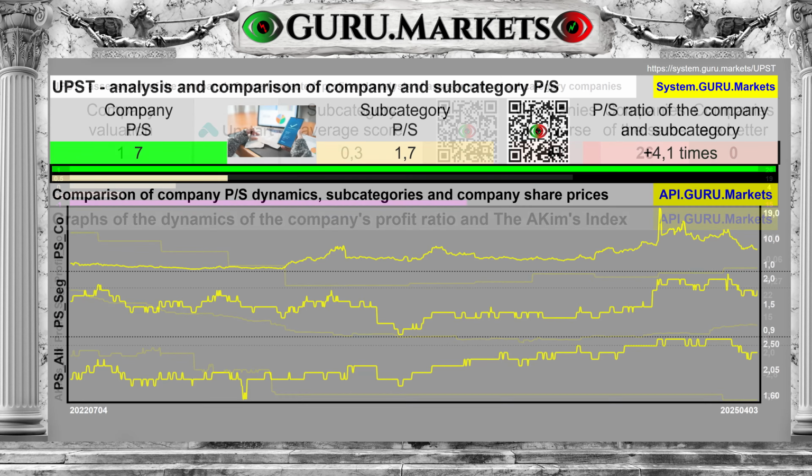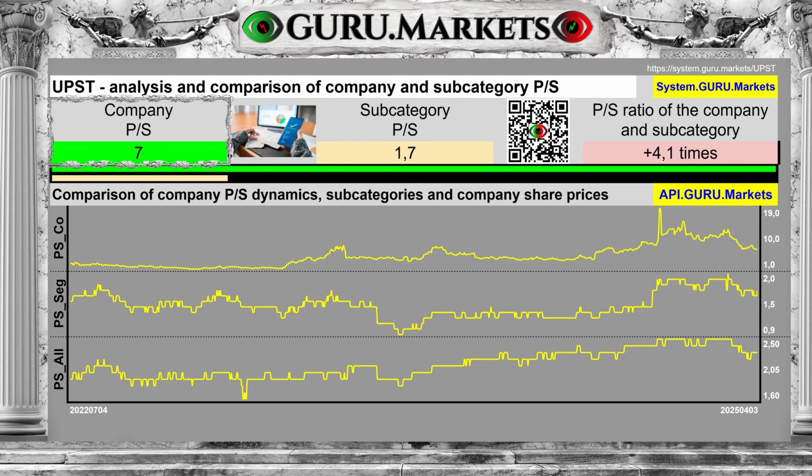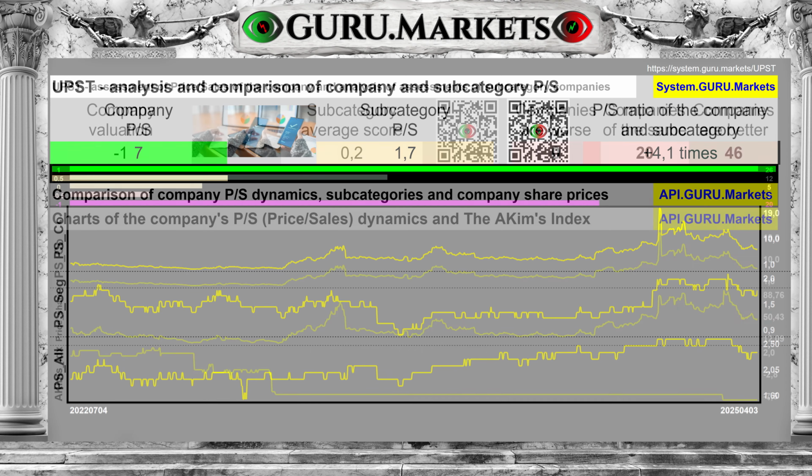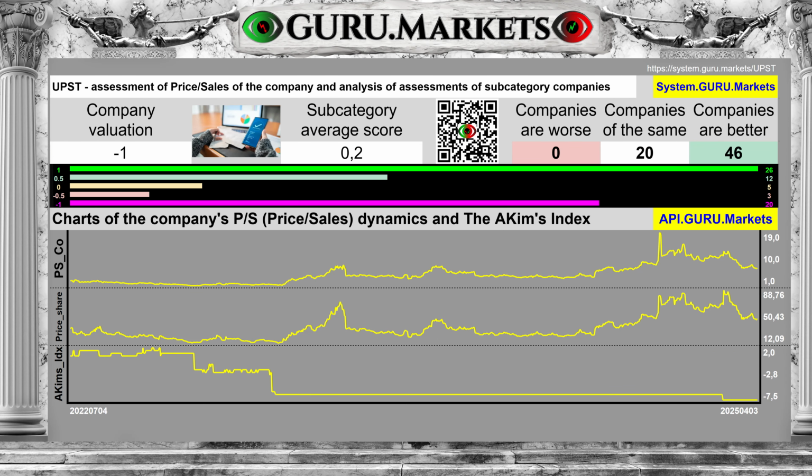The company's value to revenue ratio is 7. The average for the subcategory is 1.7, which is 312% higher than for the subcategory. Assessment of the company's market price to its revenue in comparison with indicators in the subcategory: bad, minus 1 point.